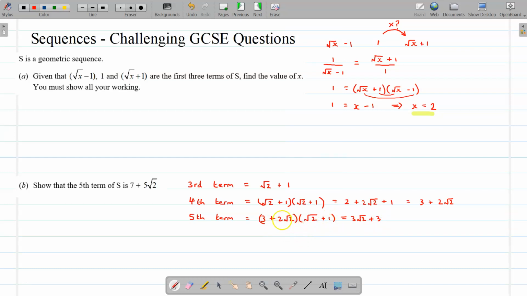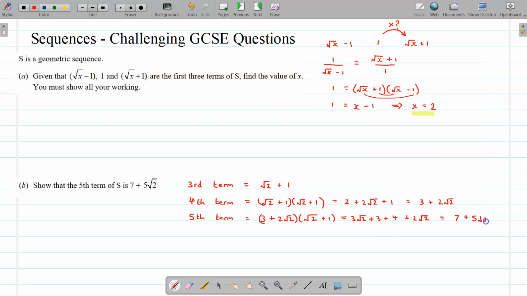The inner term is 2 times root 2 times root 2. Well, if you take root 2 times root 2, you get 2. So it's 2 times 2, which is 4. And the last term is 2 root 2 times 1, which is 2 root 2. Now combine all that together. You've got 3 plus 4 is 7, and you've got 3 root 2 plus 2 root 2, which is 5 root 2.